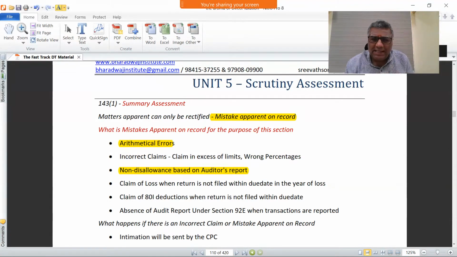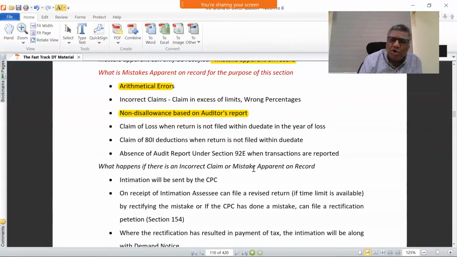And for all this, 80I, you should have filed the return within the due date. You are filing a belated return and claiming 80I. In all these circumstances, there is no debate at all.